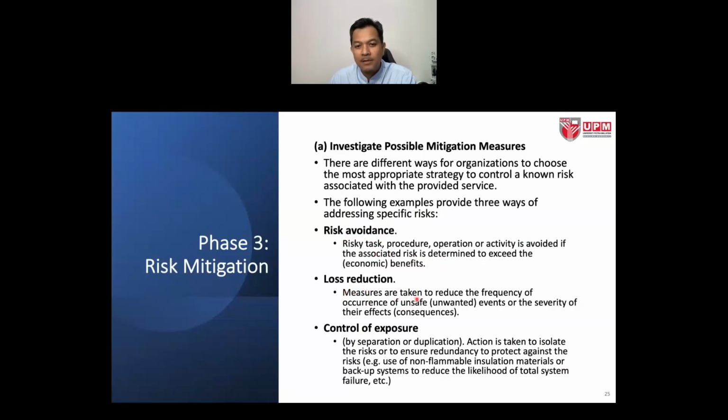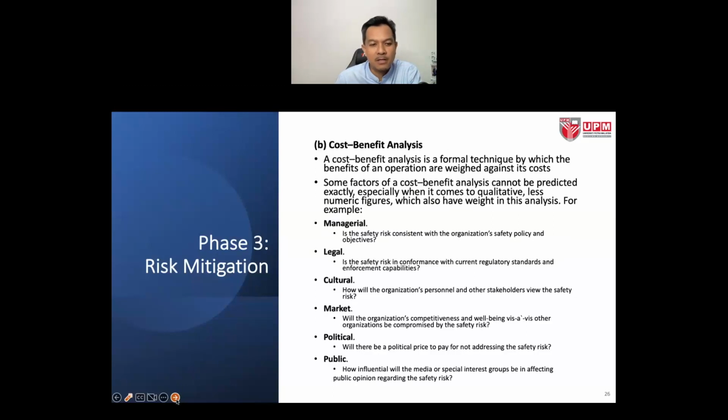Loss reduction. Measures are taken to reduce the frequency of occurrence of unsafe or unwanted events, or the severity of their effects or consequences. And finally, control of exposure by separation or duplication. Action is taken to isolate the risk or to ensure redundancy to protect against the risk. Use of non-flammable insulation material is an example, or a backup system to reduce the likelihood of total system failure. So, investigate possible mitigation measures: there are 3 ways of addressing the specific risk.